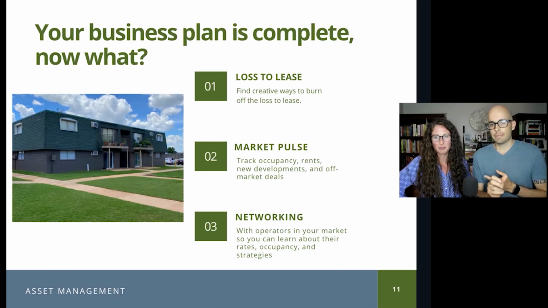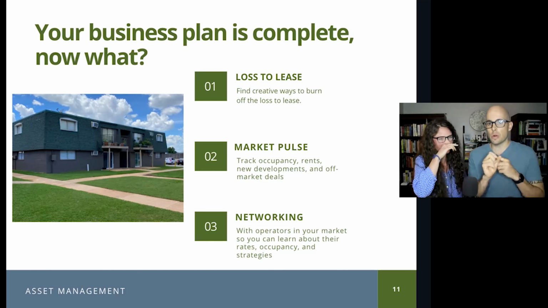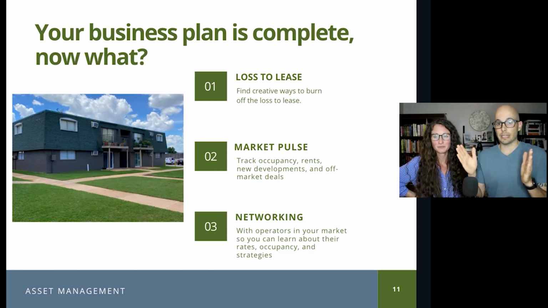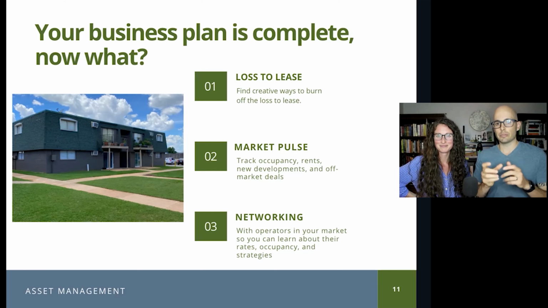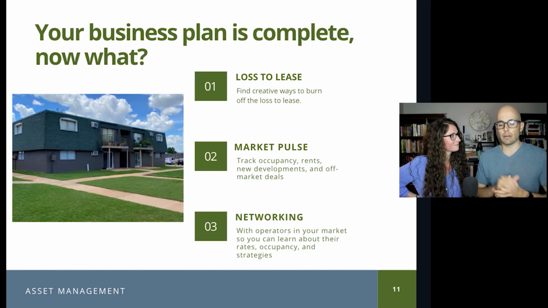The first one is loss to lease. You want to focus on your loss to lease, specifically getting creative on ways to burn off the delta, right? So burn off that loss to lease. As each year goes on, you're going to keep up with the rents and keep pushing rents. That means the delta is going to change between what the current rent is and what the new performance rent or the new market rent is, right? So that delta is going to continue to change, and you have to get creative with how to find ways to burn that off and reduce that delta.